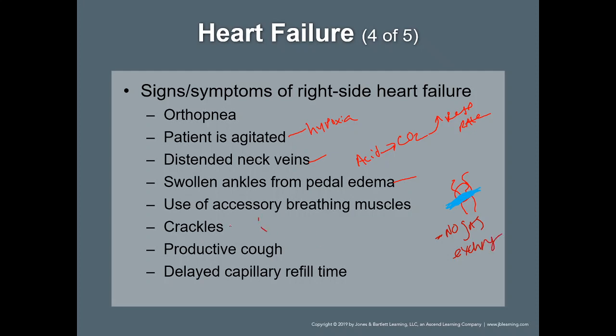Crackles, already talked about that. A productive cough. And if you say, well, what does it look like if you're coughing up something? Sometimes they'll describe it as a pink sputum. Textbooks think that all the time, because if you get a question that says the patient's coughing up pink sputum, you can bet it's going to be congestive heart failure. All right. Right ventricle failure related. Delayed capillary refill time.